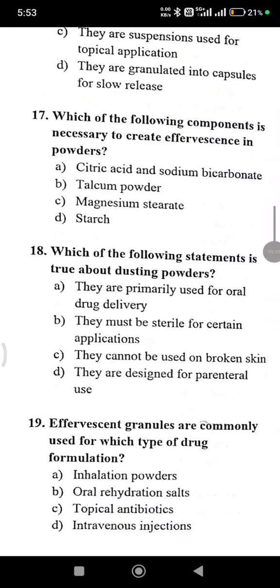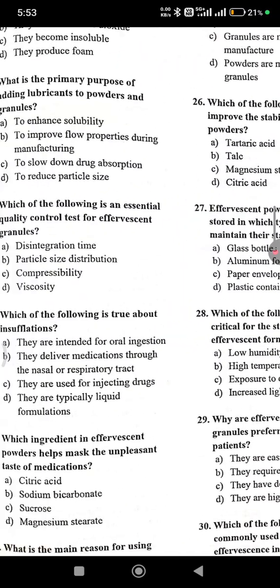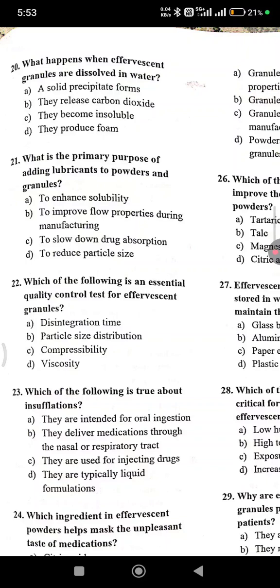So let's go to question number 20. What happens when effervescent granules are dissolved in water? They release carbon dioxide. What is the primary purpose of adding lubricants to powders and granules? To enhance solubility, to improve flow property during manufacturing, to slow down drug absorption, or to reduce particle size? The answer is to improve flow properties during manufacturing.